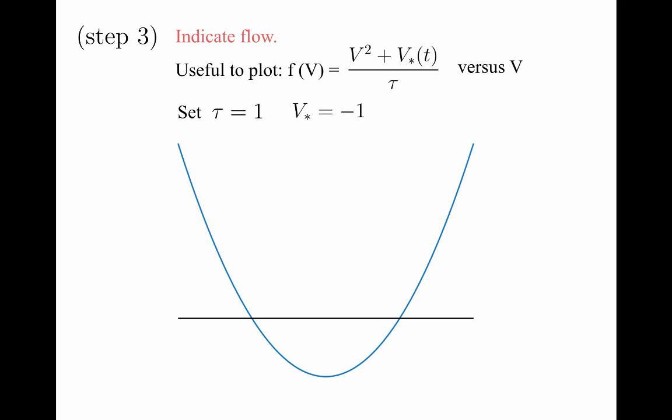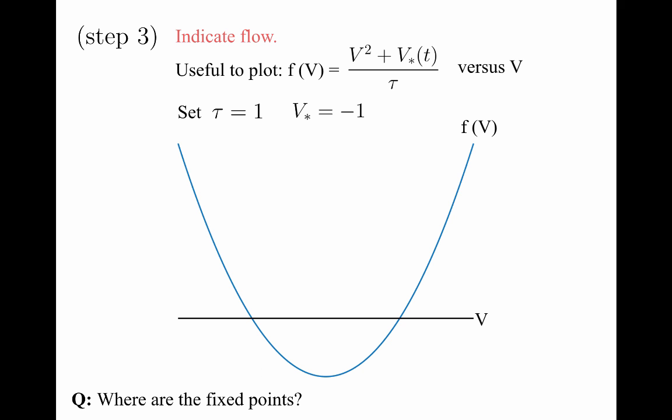And here's a plot. So what we're showing in this figure is our function f of v, this quadratic v squared plus v star over tau. That's plotted here in blue. And this horizontal line corresponds to our horizontal axis. This is our variable v, so we're plotting f of v versus v. This horizontal axis also indicates the value f equals 0. So that's indicated by the horizontal axis. This is the value f equals 0. f is positive above this line, and f is negative below this line.